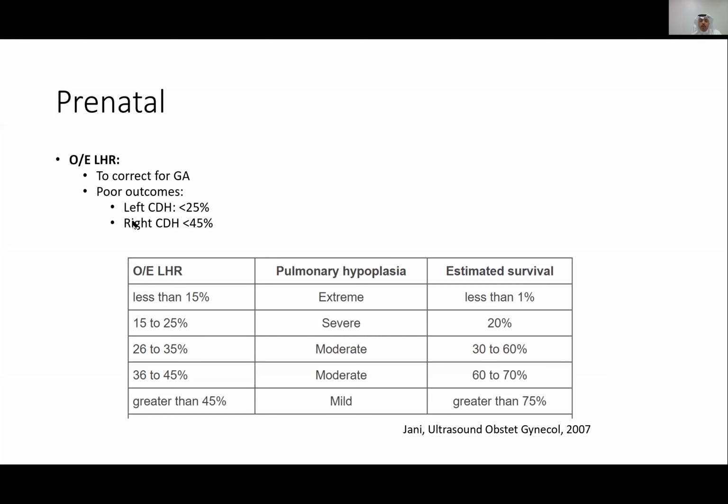mortality. In more detail, if the observed over expected LHR is less than 15%, the survival is less than 1%. 15 to 25% is about 20%. Greater than 45% is usually greater than 75% survival. So this is good to keep on your desk as a reminder.